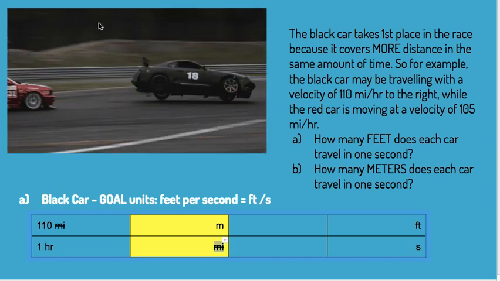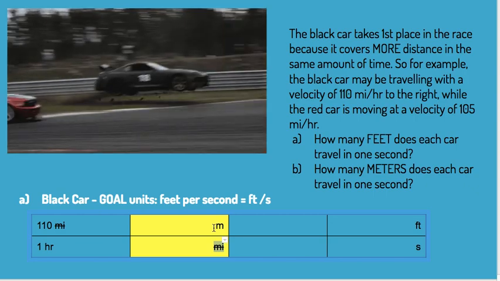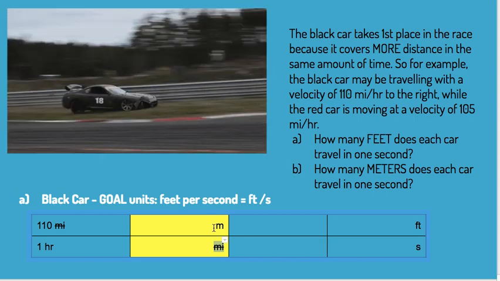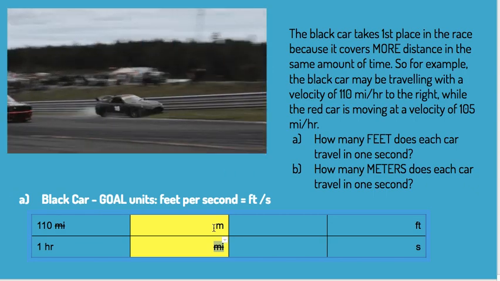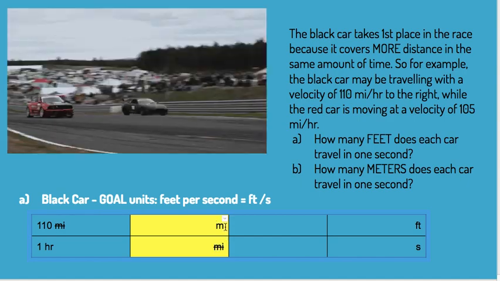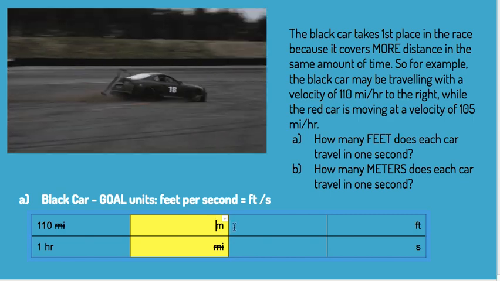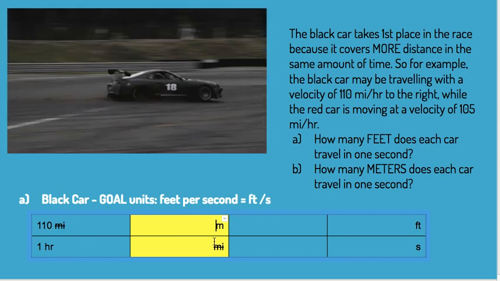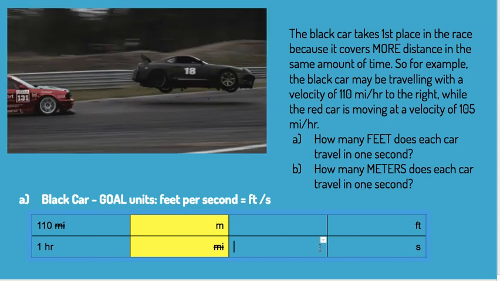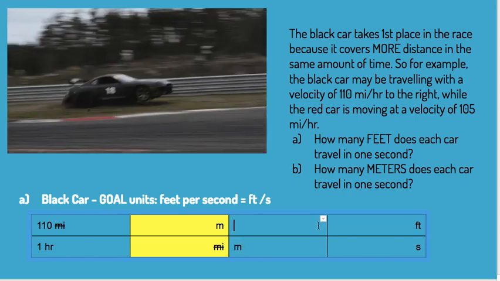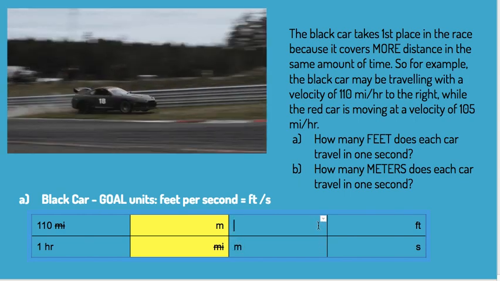Okay, so if I were to stop here and fill in my conversion factors, I'd be left with a certain number and then meters on the numerator per hour. So meters is a smaller unit of distance than a mile, but I'm not quite there yet. So now I want to get rid of meters and I want to convert to feet.